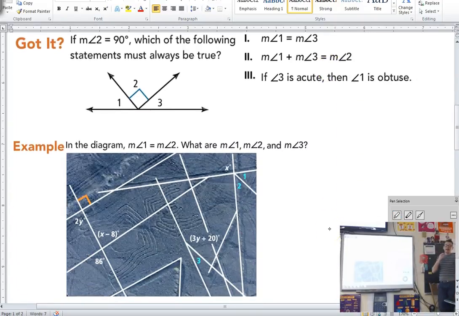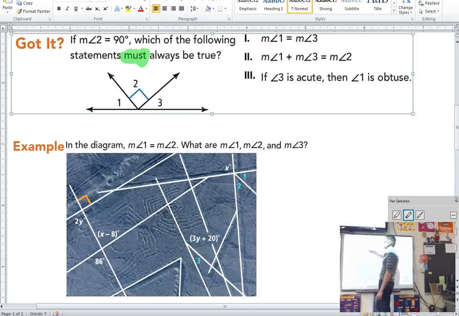So now, if the measure of angle 2 is 90 degrees, so they've gone ahead and given us our right angle symbol, we need to decide which of these must, be careful, not what could be true, what must always be true. So we're talking about what must always be true, has to happen no matter what. The first thing it asks me, CJ, help me through this, is that angle 1 would have to equal angle 3. Now, I want to make this easier for you guys. Could angle 1 equal angle 3? What do you think, CJ?